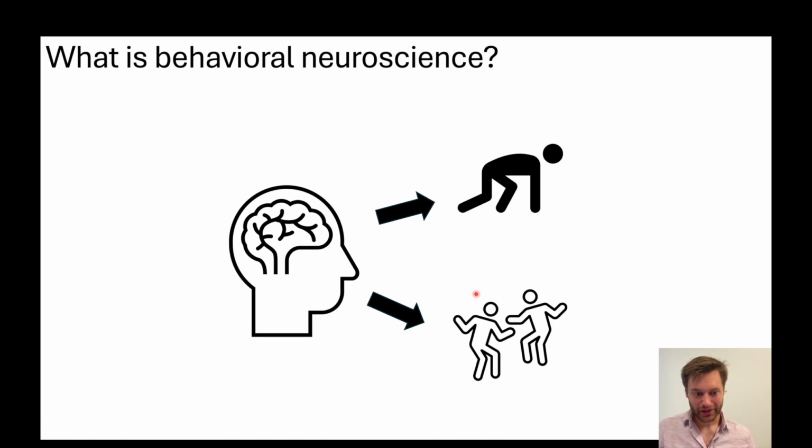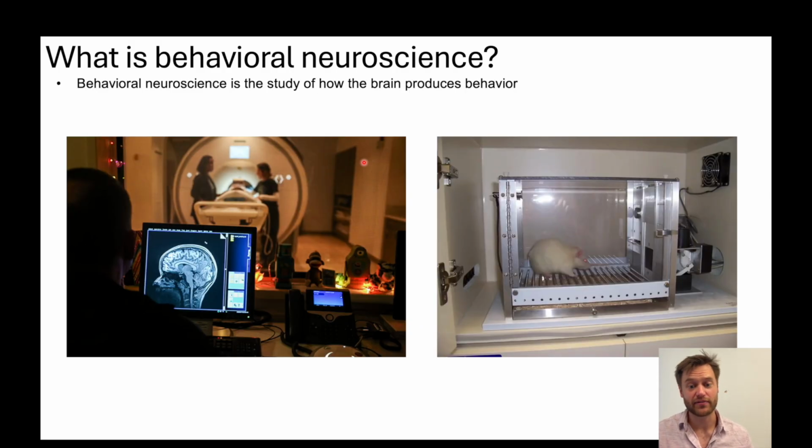So at its heart, behavioral neuroscience is the study of brain and behavior relationships, how the brain produces a variety of types of behavior. And behavioral neuroscience is studied in both humans and animal models. Behavioral neuroscience utilizes both animal and human models.